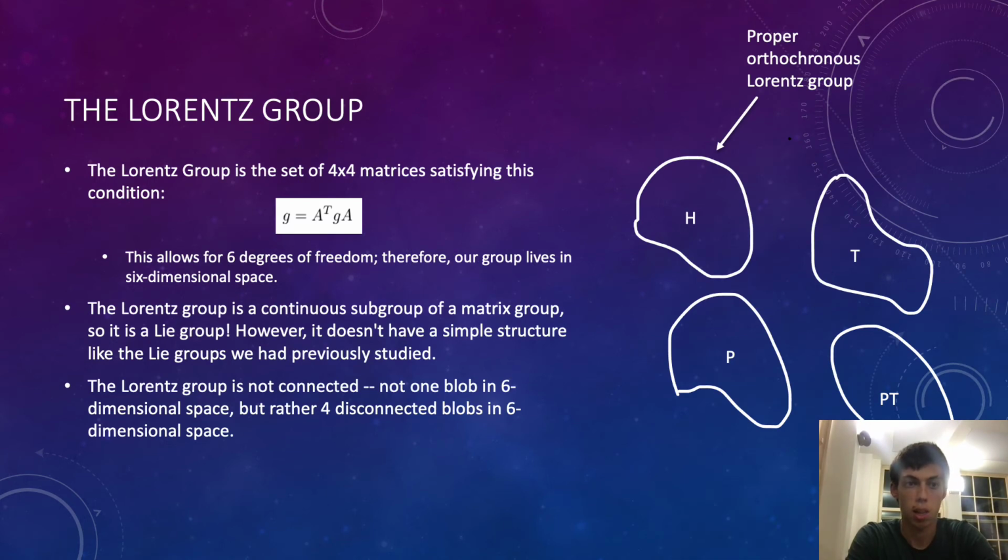So as Kate had talked about, the Lorentz group is the set of 4x4 matrices that satisfy this condition, G equals A transpose GA, where G is the special diagonal matrix. So this equation allows for 6 degrees of freedom, and therefore our group lives in 6-dimensional space. So the Lorentz group is a continuous subgroup of a matrix group, so it's a Lie group, but unfortunately it doesn't have a simple structure like the Lie groups we had already looked at, such as the circle group. So for example, the Lorentz group is not actually connected, so it's not one blob in 6-dimensional space, but it's actually 4 disconnected blobs in 6-dimensional space. These blobs each have an interesting physical interpretation.